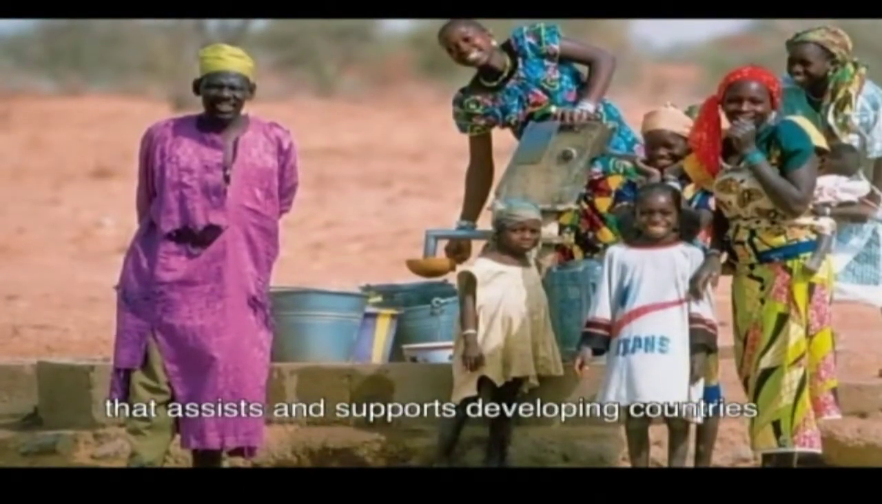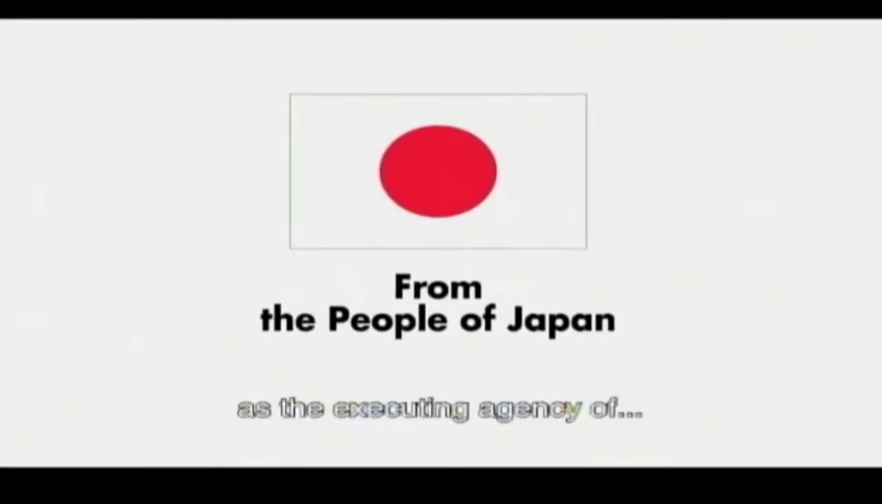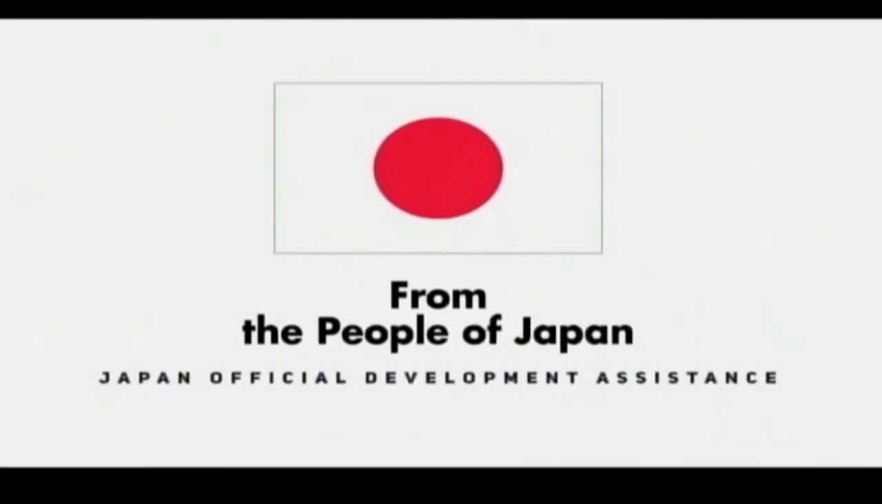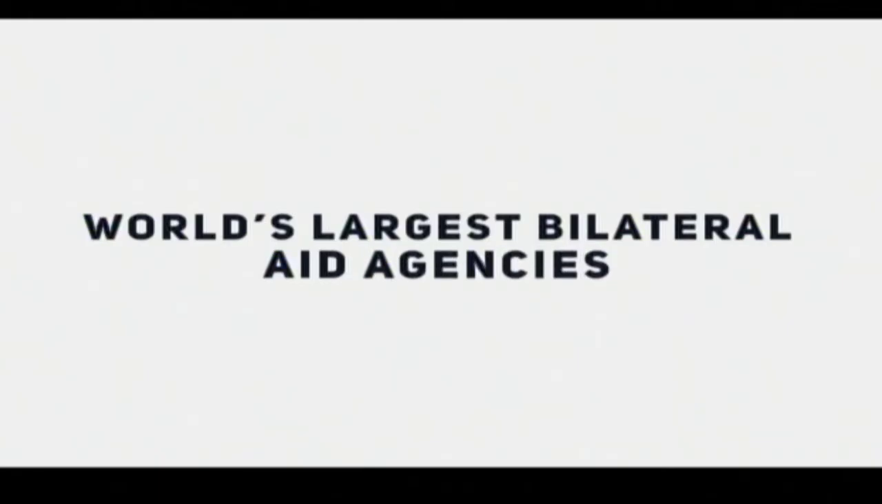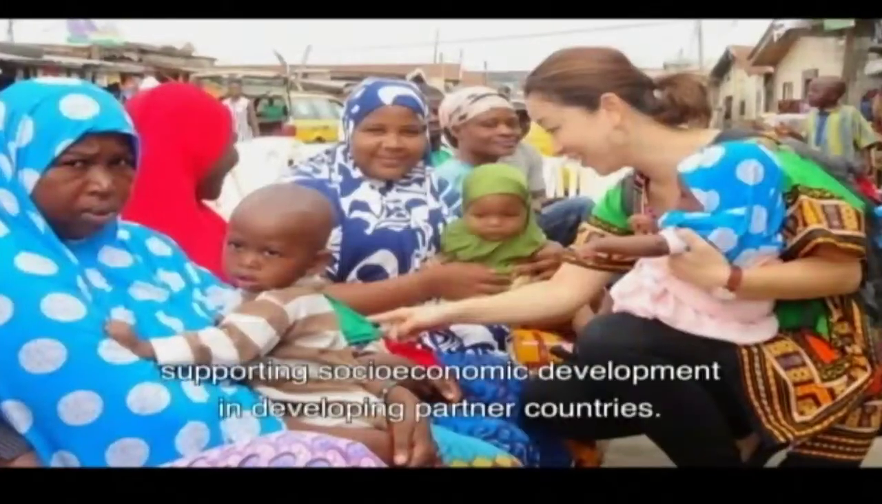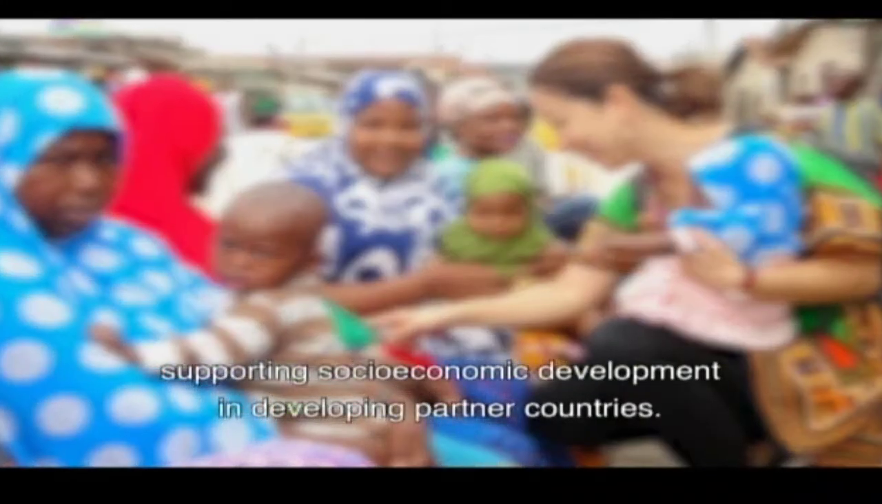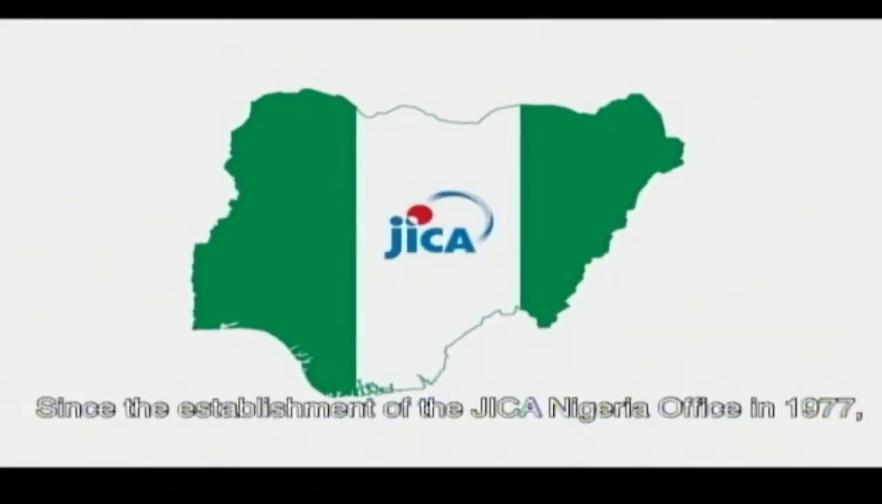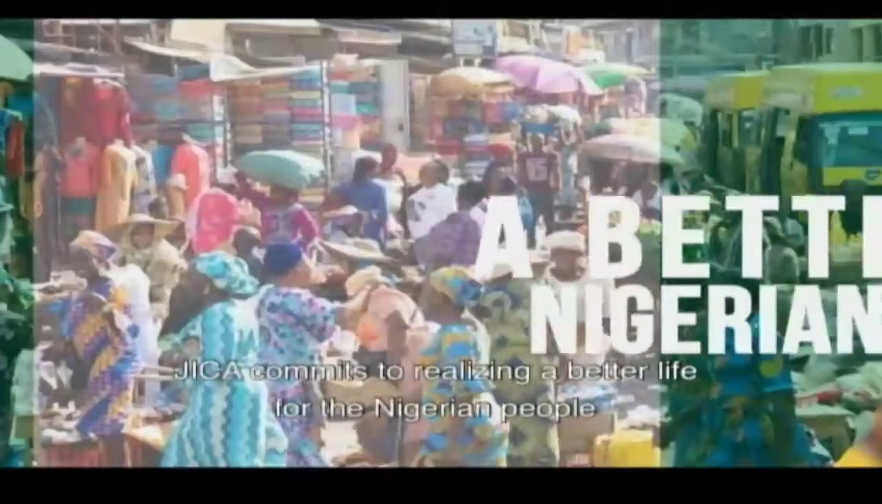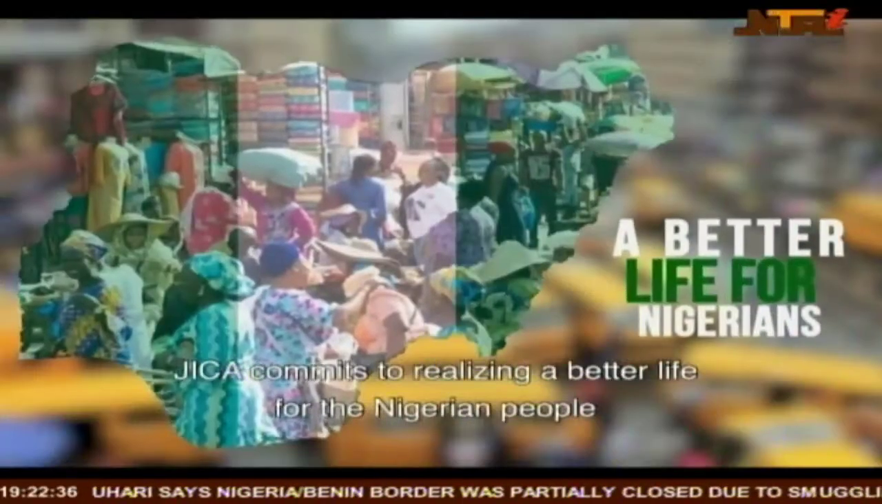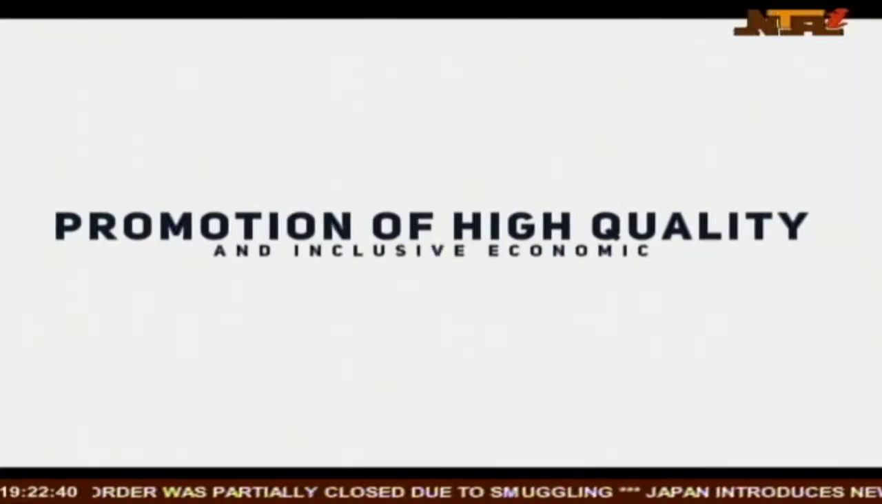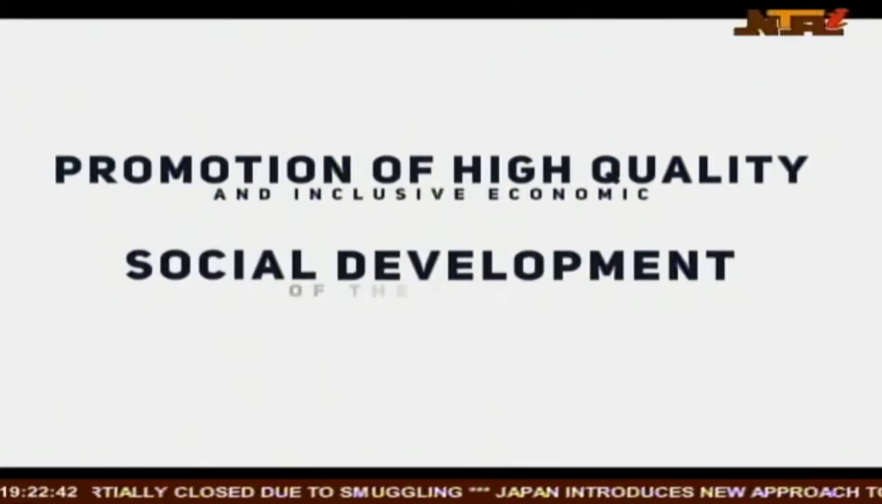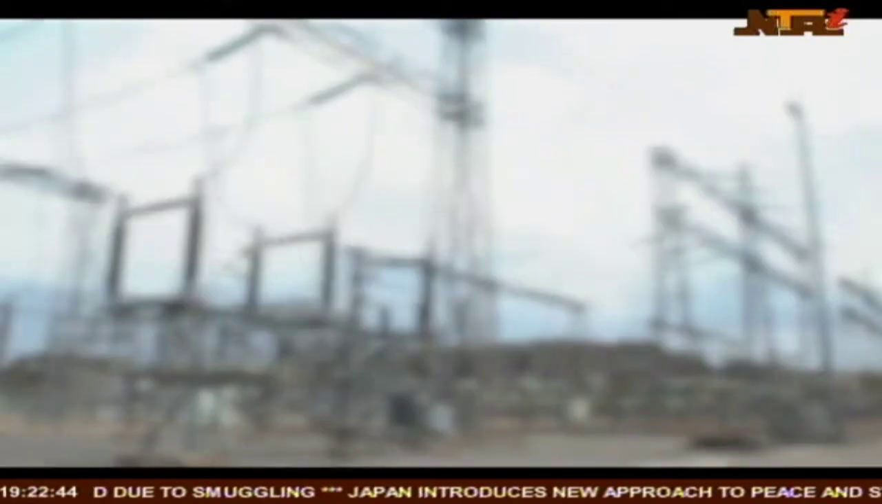JICA supports developing countries as an executing agency of Japan's official development assistance, and is one of the world's largest bilateral aid agencies supporting socio-economic development in developing partner countries. Since the establishment of the JICA Nigeria office in 1977, JICA commits to realizing a better life for the Nigerian people through the promotion of high-quality and inclusive economic and social development of the country.